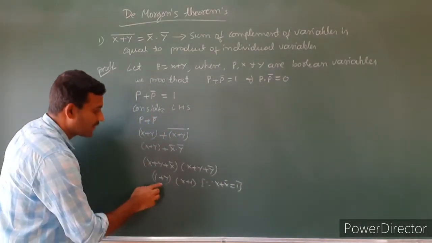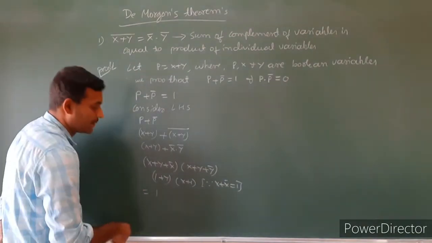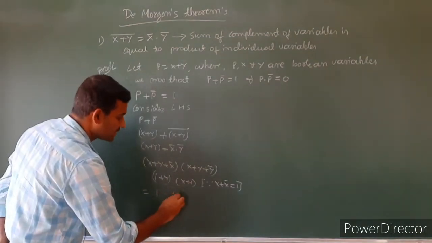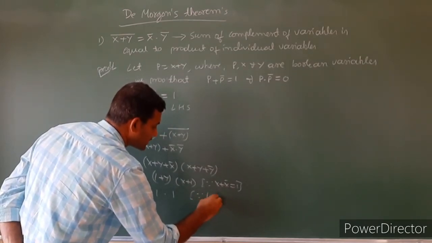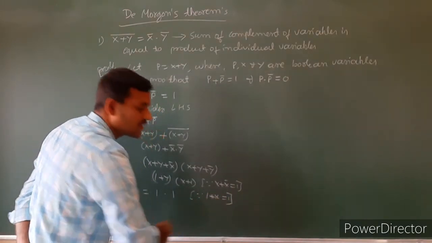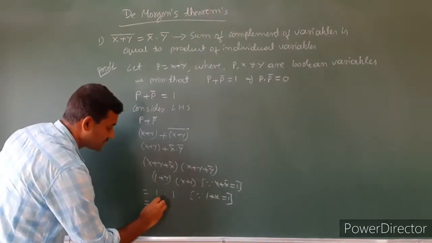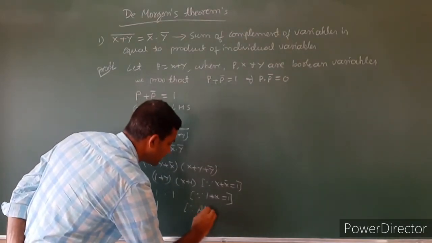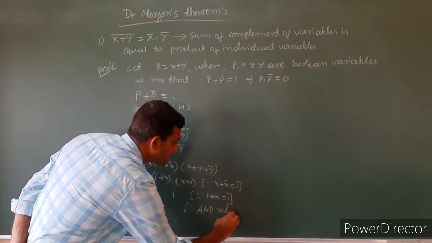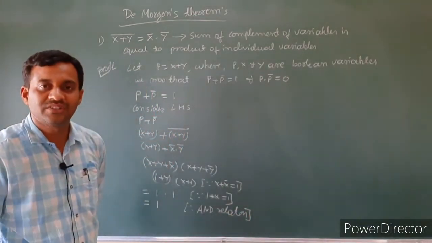Then what is the value of 1 plus x? 1 plus x, that is 1. Again x plus 1, that is also 1. This is by the properties of zeros and ones: 1 plus x is equal to 1. Then 1 into 1, which is equal to 1. This is by the AND relation, a postulate of Boolean algebra. 1 into 1 is equal to 1.